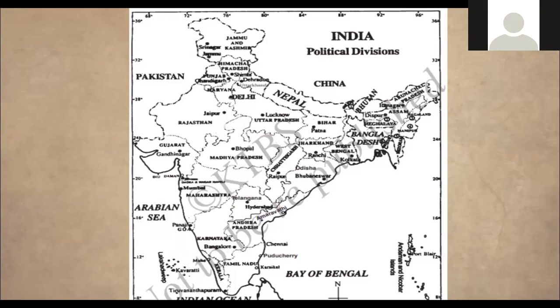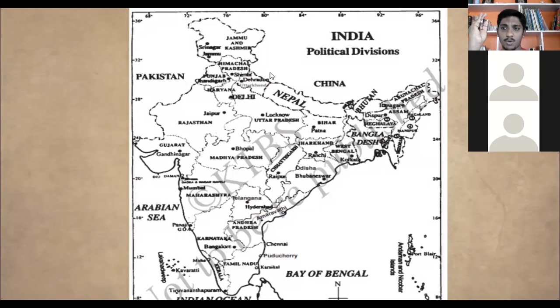So we have three. What are the three seas? Tell me. Bay of Bengal. Arabian Sea. After Arabian, one more. What is that? Indian Ocean. Very good. So these are the political divisions.